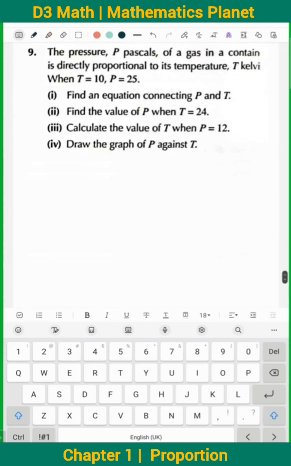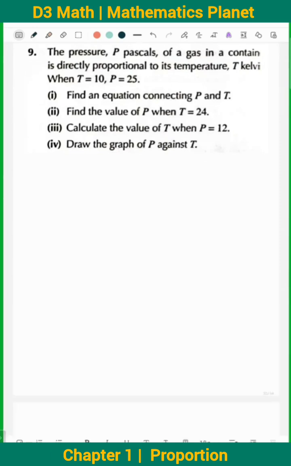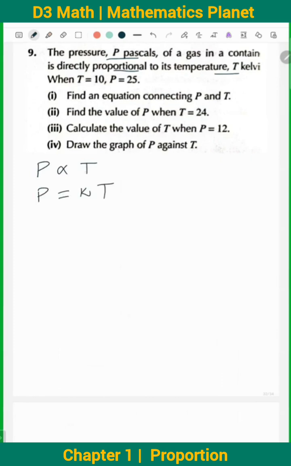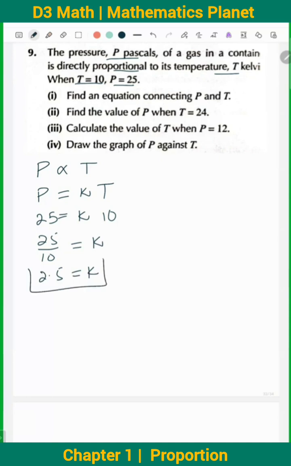Coming to question number 9. The pressure P pascals of a gas in a container is directly proportional to its temperature T Kelvin. So P is directly proportional to T, which means P is equal to KT. Now when T is equal to 10, P is equal to 25. So what will be the value of K? Yes, students, 2.5. This was easy and clear to everyone.